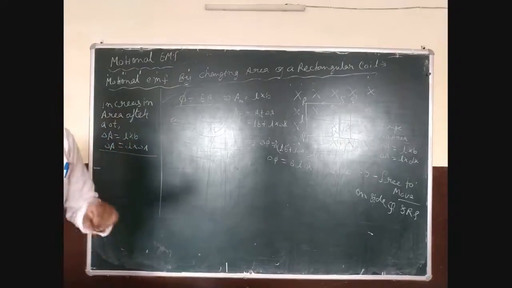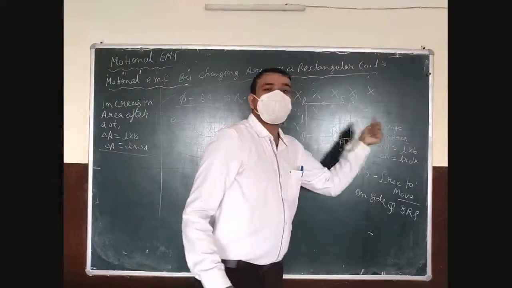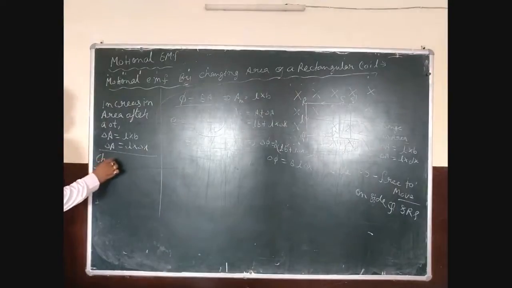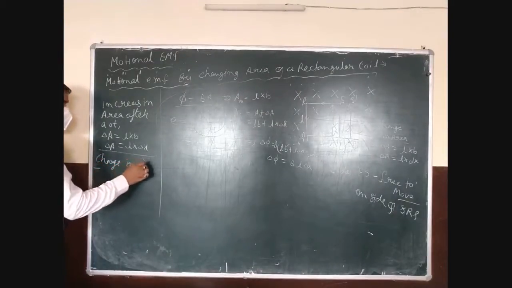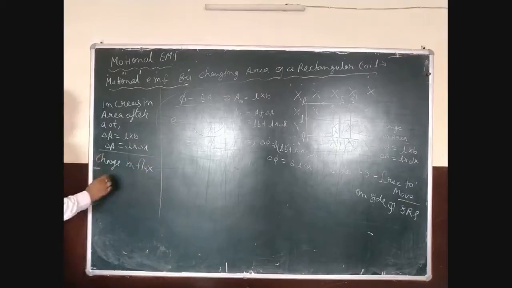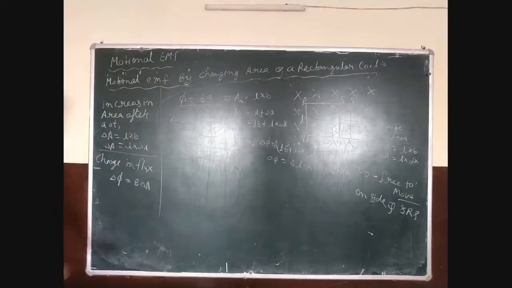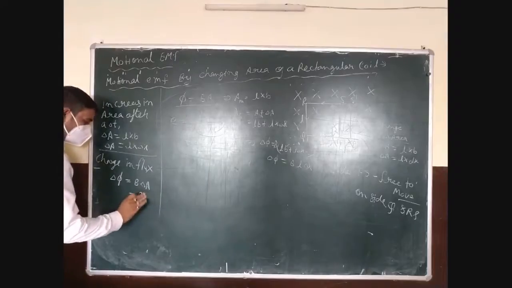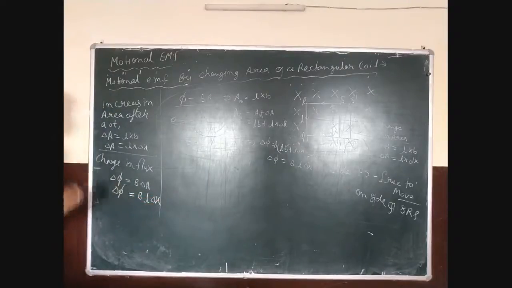Now the change in flux when the side PS is moving with a velocity V is given by change in flux, which is equal to del phi is B into del A. This is equal to B L del X. This is change in flux.